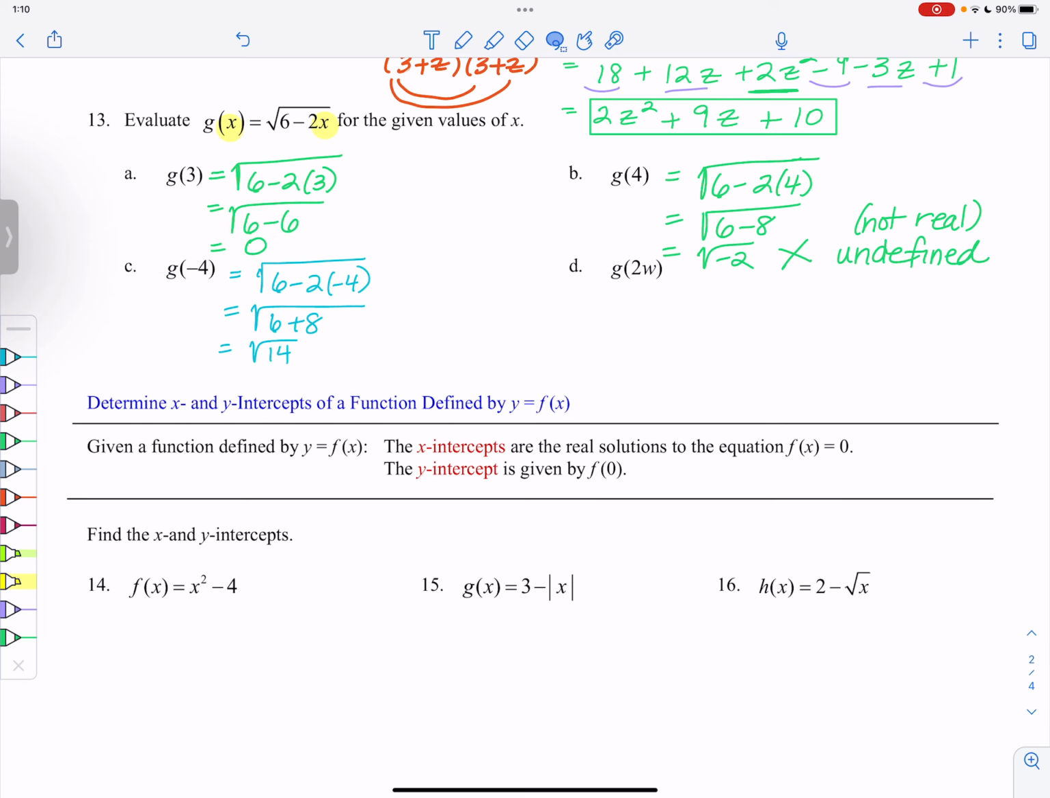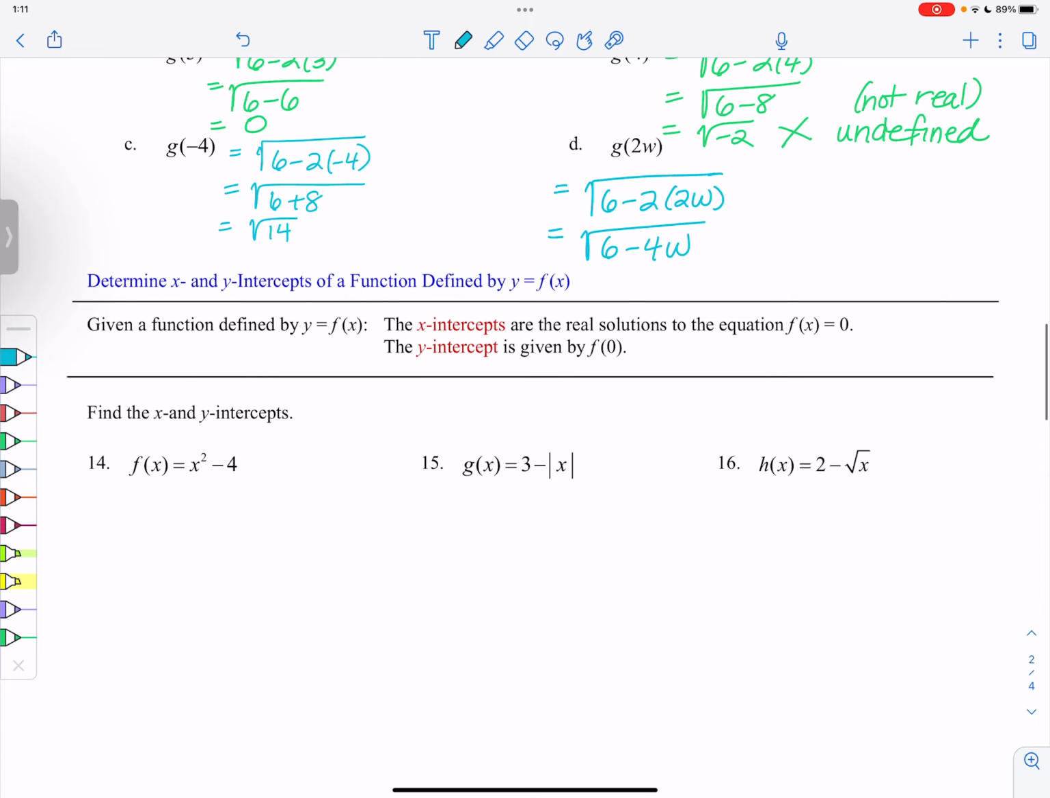Okay, and now G of 2w, and that's going to be the square root of 6 minus 2 times 2w, which is the square root of 6 minus 4w.